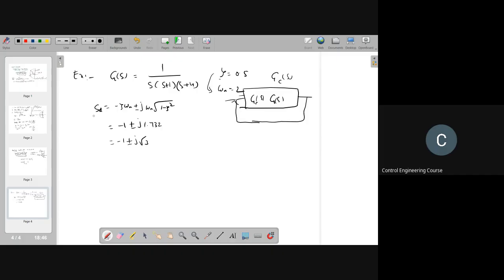So this is your desired pole. Once you design a controller G(s), the overall system characteristic equation should have a dominant pole at s_d, this one. That is our objective. The first step, which I already told, is to translate the desired specification into the desired pole location.